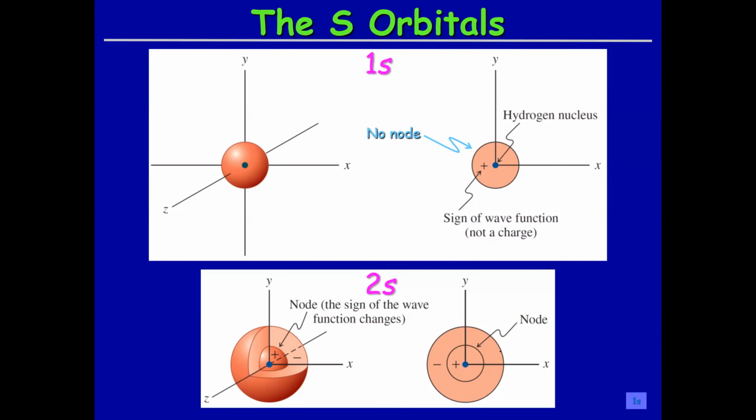okay, the s orbital, you'll normally have the 1s being positive, 2s being negative, 3s being positive, so on and so forth. And they change sign as the shells increase.